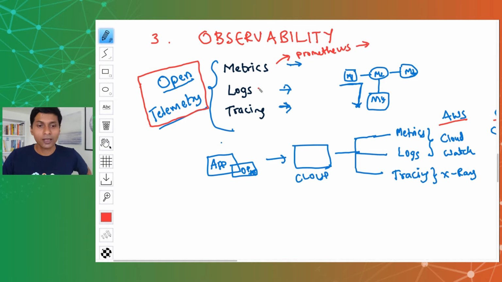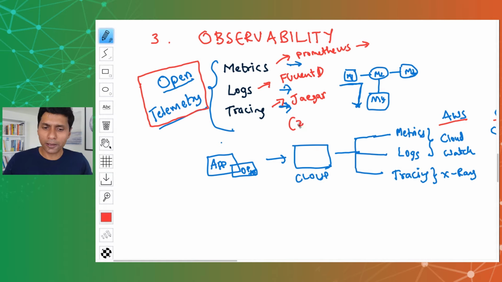It's that popular. If you want to go for logs, then I would say Fluentd. It's part of CNCF, and it's one of the popular log tools. And for tracing, I would prefer going for Jaeger today. Jaeger is one of the popular tracing solutions. Earlier it was Zipkin. I would say these days I would prefer going for Jaeger.